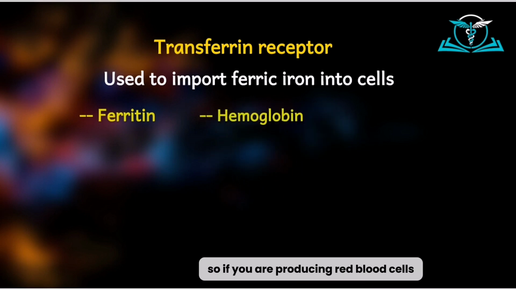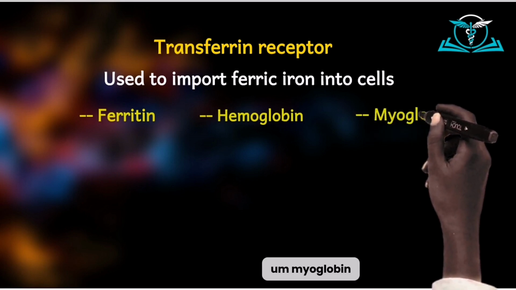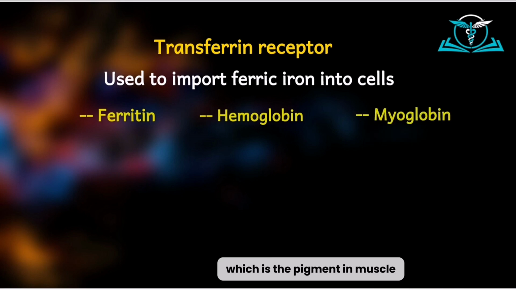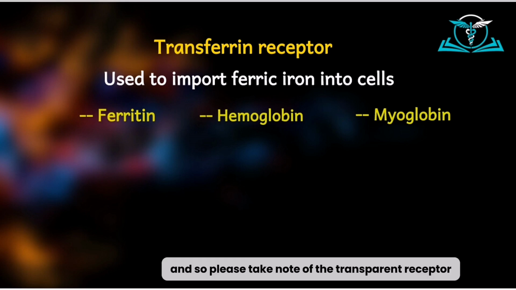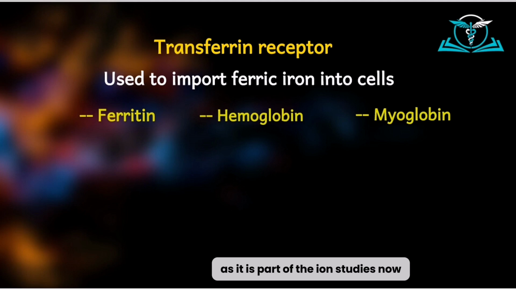So if you are producing red blood cells, we need a lot of hemoglobin, so the iron will be used, or it will be used to produce molecules like myoglobin, which is the pigment in muscle, cytochromes, etc. And so please take note of the transferrin receptor, as it is part of the iron studies.